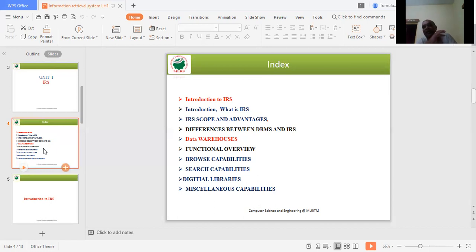In DBMS we can have read, write, execute and all the operations, whereas in IRS, through the query we can only read the information, which is called the browse capability. Through the browse capabilities we only retrieve the information that is present in the server. We have something called highlighting and masking. Different techniques are available in the IRS where we retrieve that information.